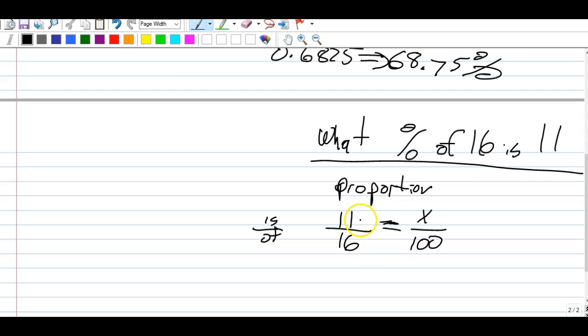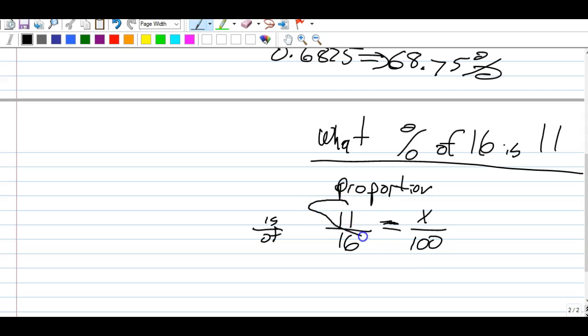Now, one thing that I need to point out here is that type 2 problems are easy to recognize. Finding what percent one number is of another is easy to recognize because percent is not given. That's what you're trying to find. So in these type of problems, the percent or rate is not given. That's what you're trying to find.